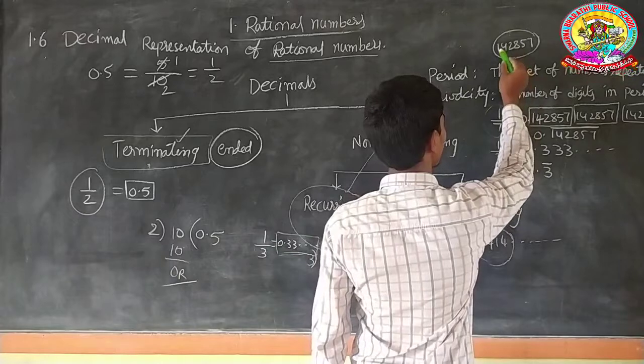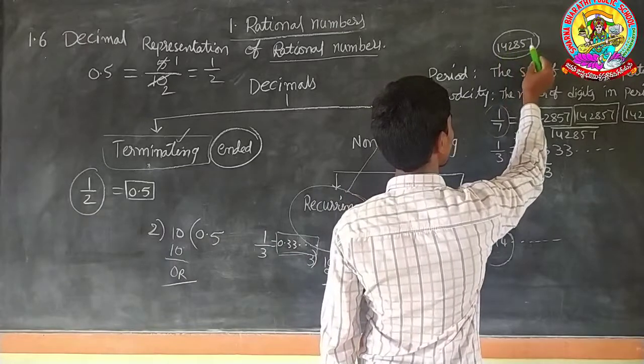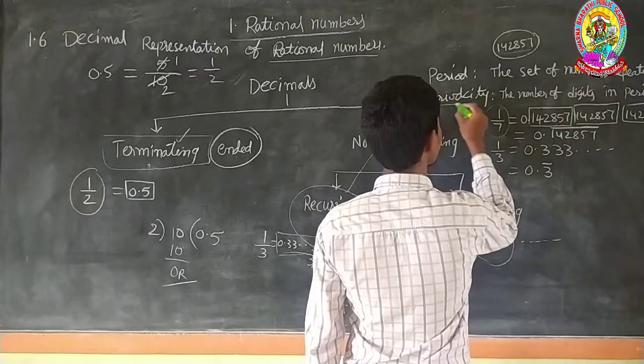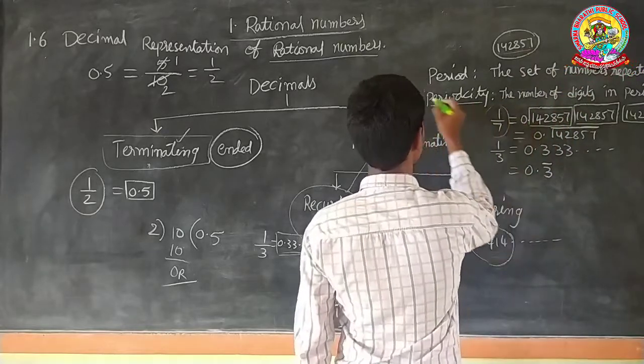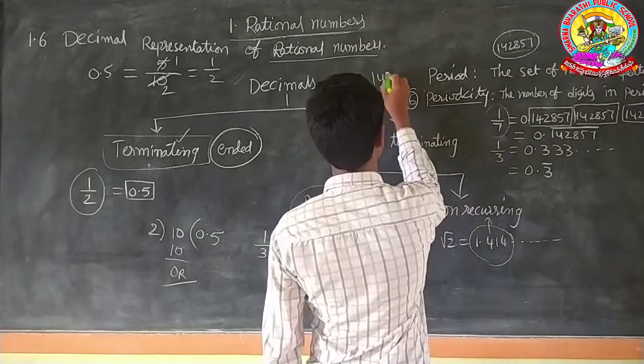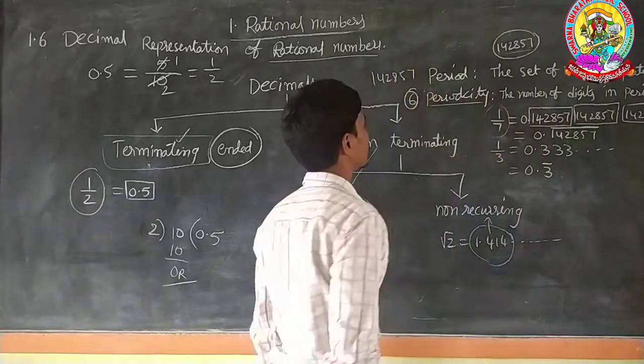Understand carefully how many digits are repeating: 1, 2, 3, 4, 5, 6. Here the periodicity of 1/7 is 6. The period of 1/7 is 142857. Are you clear with that?